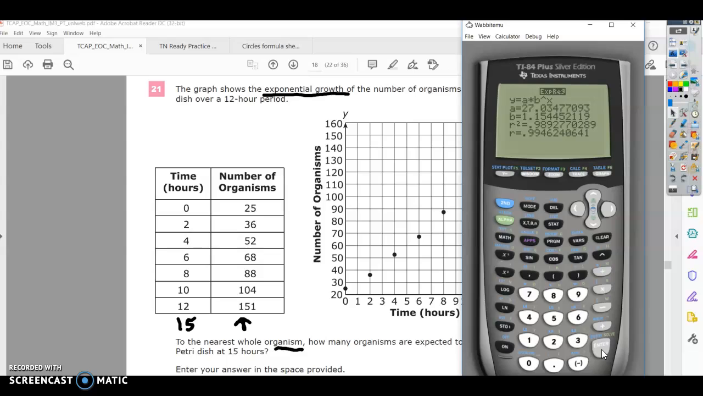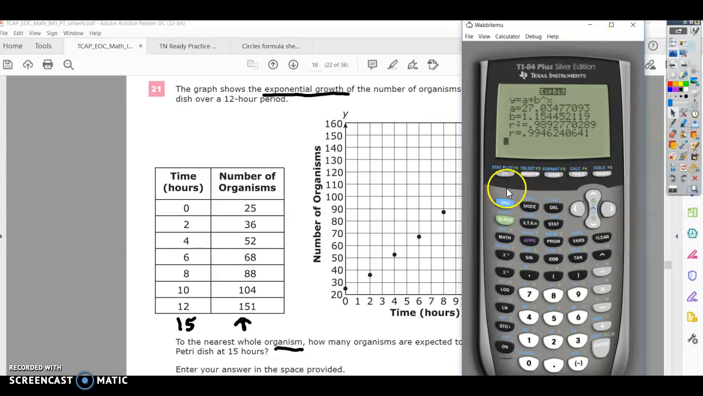All right, so you can see the equation there is y equals 27 times 1.15, and it has R of 0.99. So that's just your regression feature that tells you that that's very close. Your equation is very close alignment to this set of points.